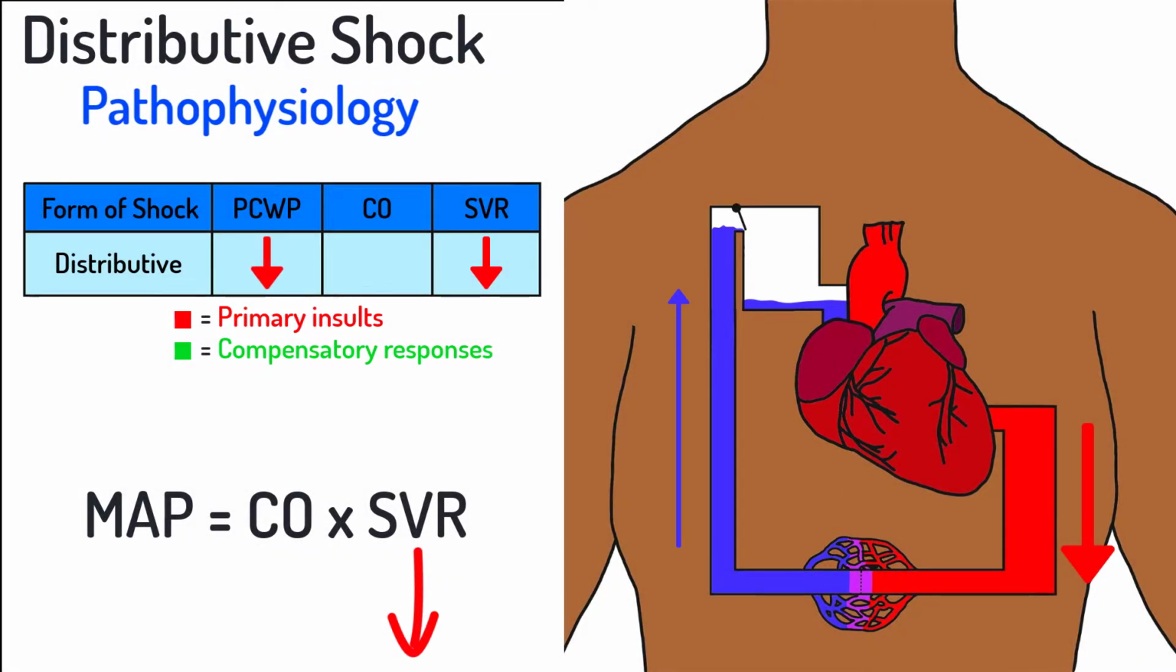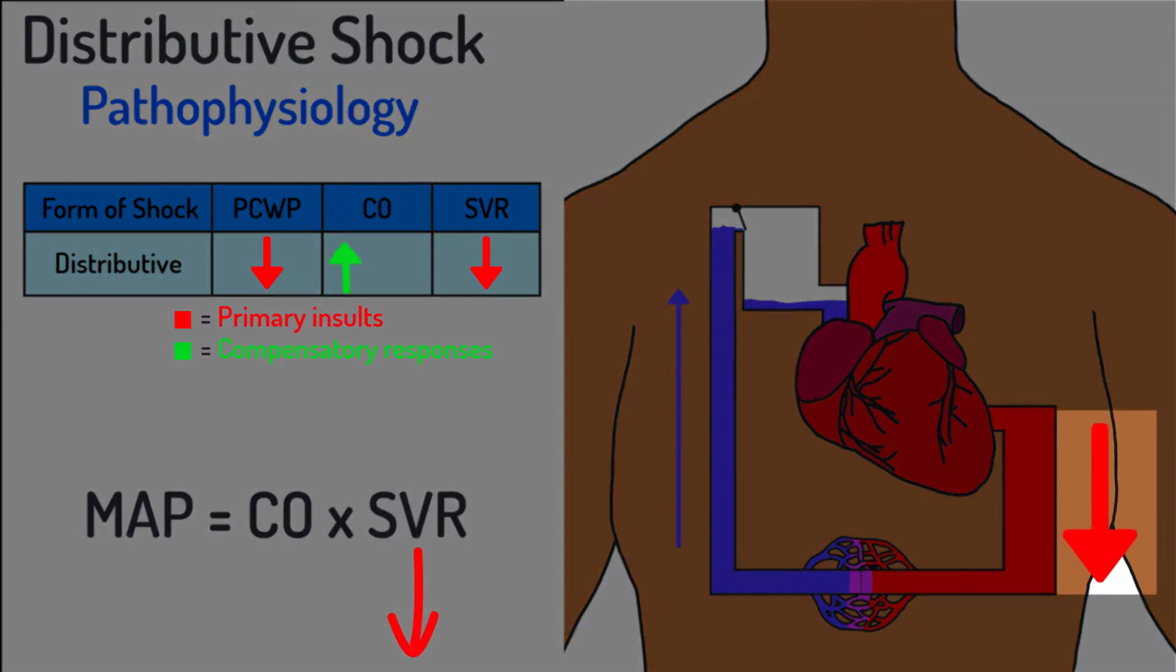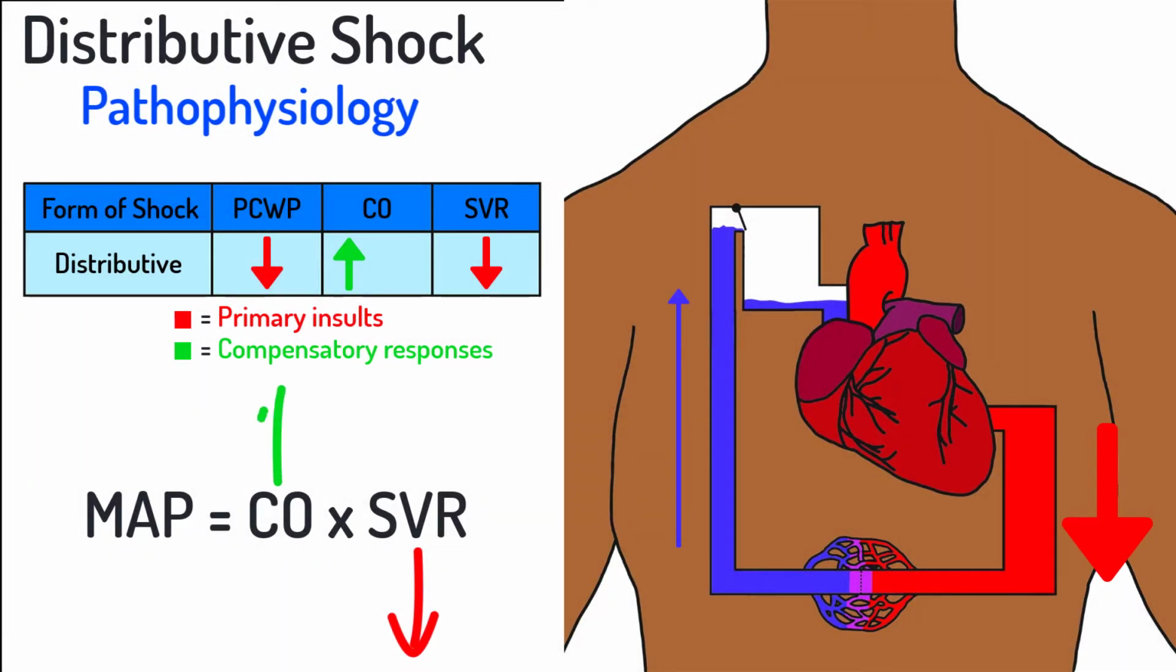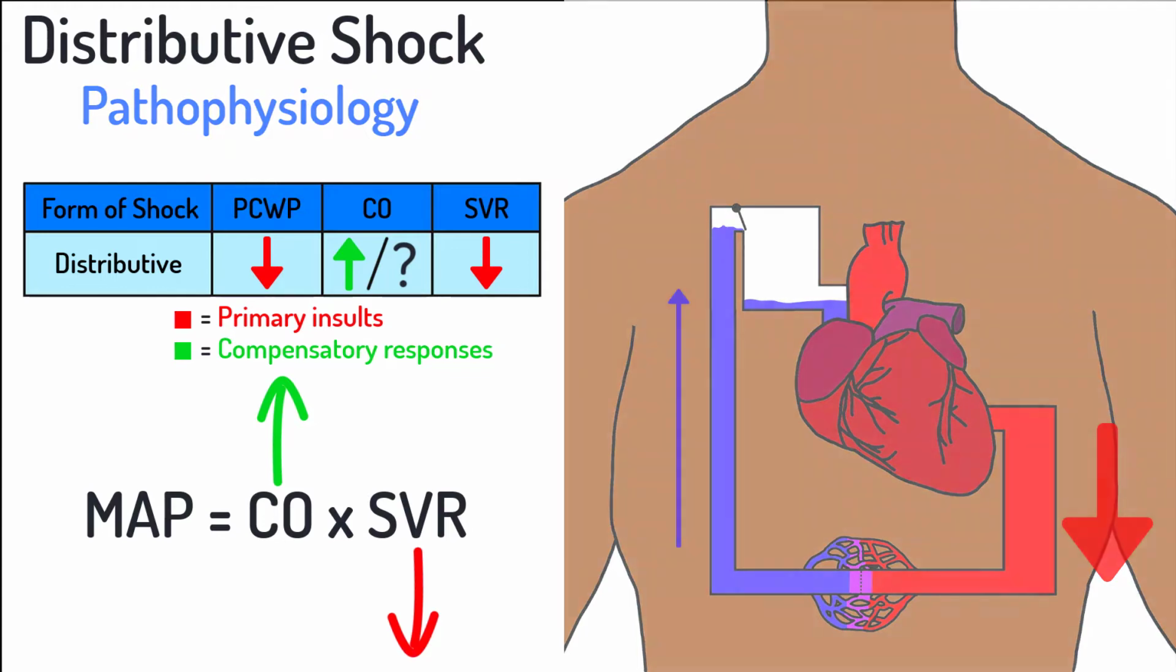In an attempt to combat a fall in blood pressure, the body responds with a compensatory increase in cardiac output. This response is limited, however, as the aforementioned reduction in preload will limit stroke volumes and therefore maximum cardiac output. Hence, cardiac output may actually be variable in these cases, depending upon several factors.